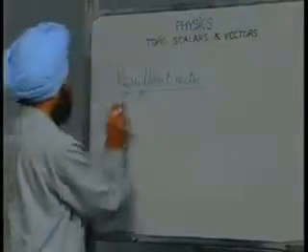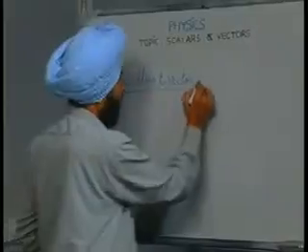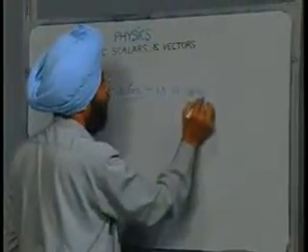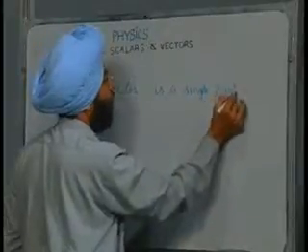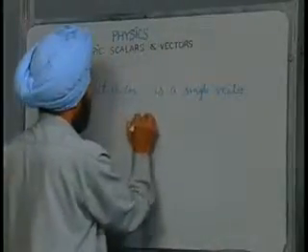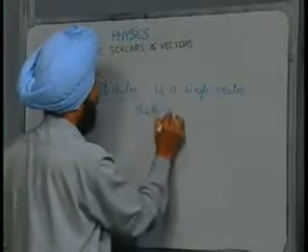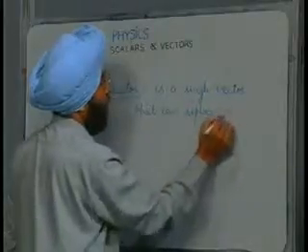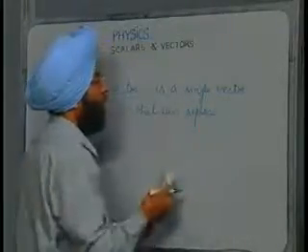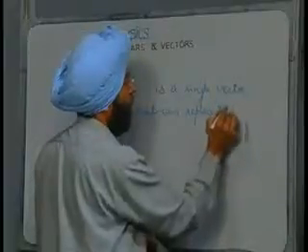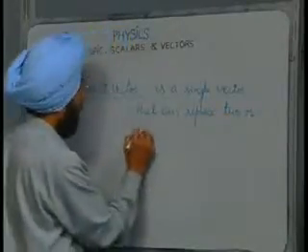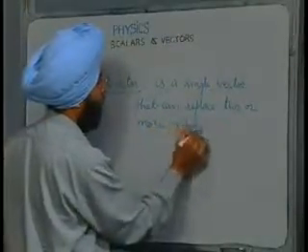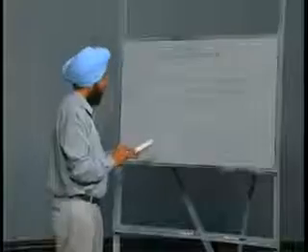Resultant vector is a single vector that can replace two or more vectors without affecting their effect.